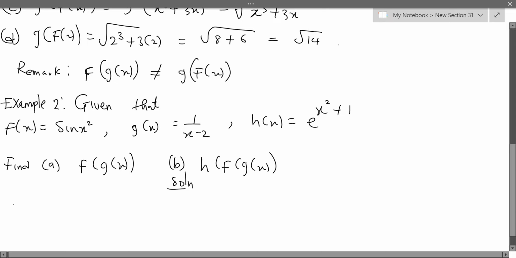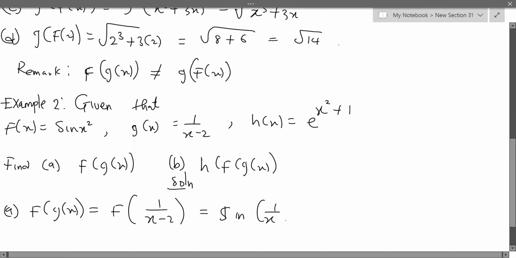Okay, so for a, we have f of g of x. So what do you do? In place of g, we write 1 over x minus 2. So in place of x in f of x, we replace the x. S is defined as s squared. So in place of this s now, we are going to put 1 over x minus 2, like substitution. So we get sine, then 1 over x minus 2, everything squared, which is the same thing as 1 over x minus 2 squared.